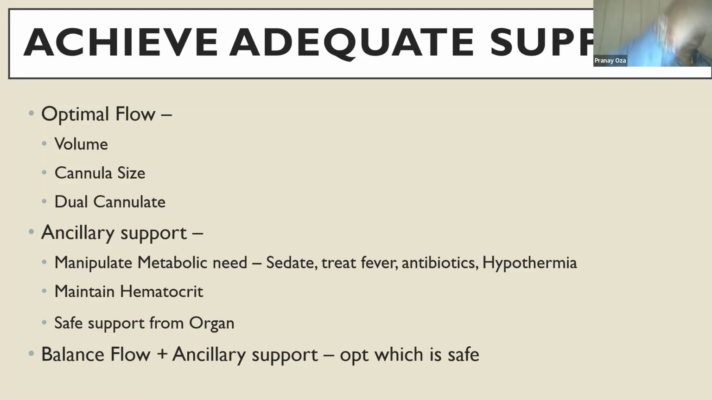You might start a small dose of inotropes. Inotropic score less than 20 is going to be safe. So you might start that. If required, you can take the support from the diseased organ also, but that is only a later choice, not a first choice, because our aim is to rest the organ. So what is important is to balance the flow and ancillary support, which is safe. So you always, as I showed you, have to decide which is going to be safer to maintain the adequacy of flow.